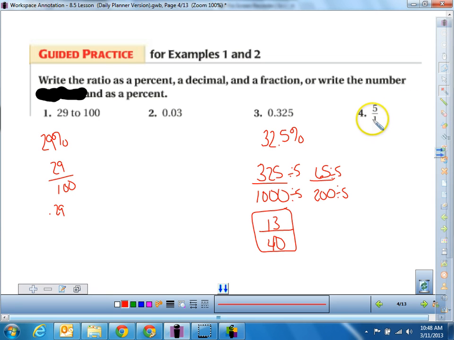Here's another tricky one. How do you think we're going to do this? 5 over 1. Well, I know as a number it's just plain 5. That's my decimal. I already have a fraction. I need to figure out a percent. How do I get this to 100? How do I get the bottom to equal 100? I'm going to multiply times 100. So bottom and top times 100 gives me 500 over 100, which equals 500%. That was kind of a tricky one, but hopefully you wrote these down because you're going to see similar problems to this in your homework. So let's keep moving on.